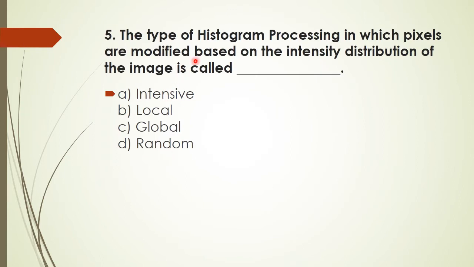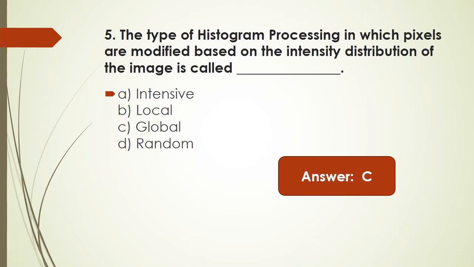Next question, the type of histogram processing in which pixels are modified based on the intensity distribution of the image is called as dash. Option A intensive, option B local, option C global, option D random. So it is called as global. So option C is the right answer.